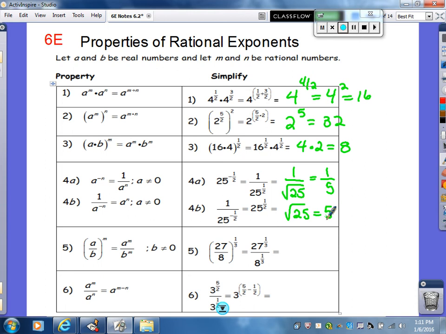Alright, we're dividing and we're raised to a power. We're going to raise the numerator and the denominator to that same power. And the reason it says b cannot be equal to 0 is because we can't divide by a 0 value. Okay, so remember this is the same thing as the cube root of 27 over the cube root of 8, which is 3/2.